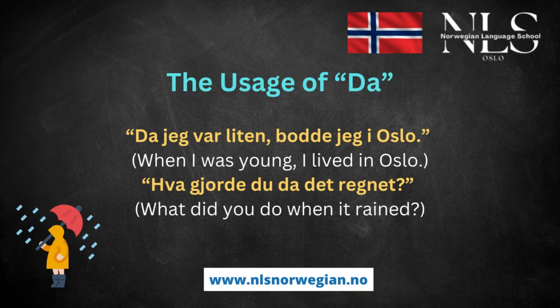The uses of da. Da corresponds to the English when, but specifically in the past tense. It refers to a distinct moment or a period that has already occurred. The speaker uses da when recounting or referring to a past event. For instance, Da jeg var liten, bodde jeg i Oslo. When I was young, I lived in Oslo.